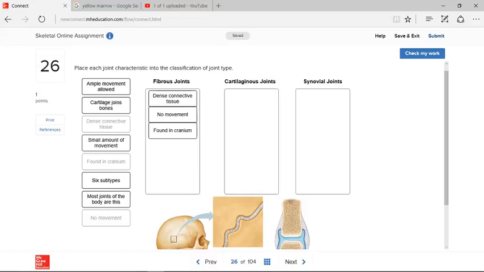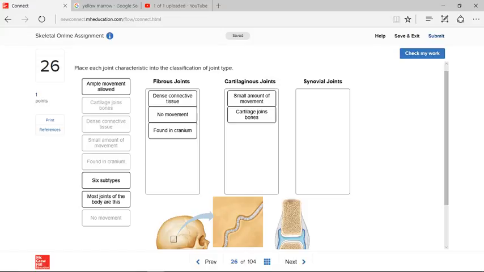Other examples of cartilaginous joints include the pubic symphysis and the first rib with the sternum. Awesome, the first rib. Alright, so we got a small amount of movement, that's cartilaginous. It joins bones, am I right? Connects the bones.